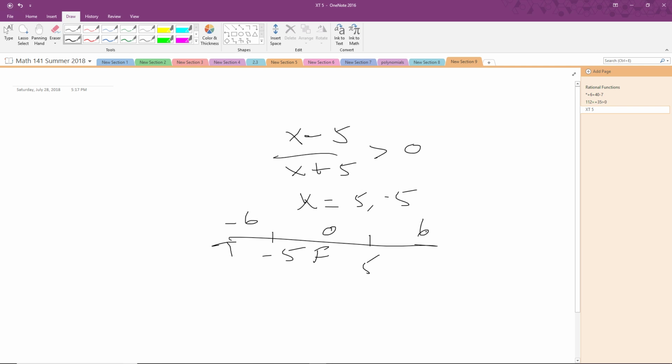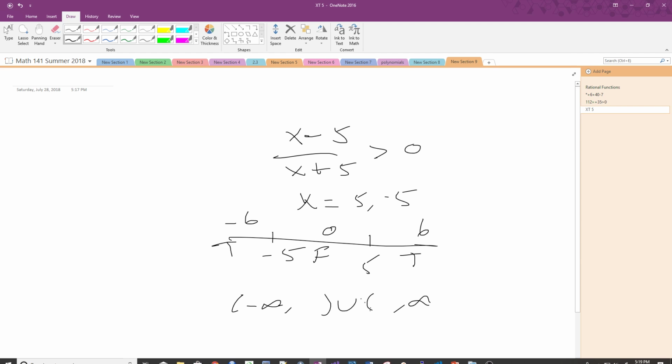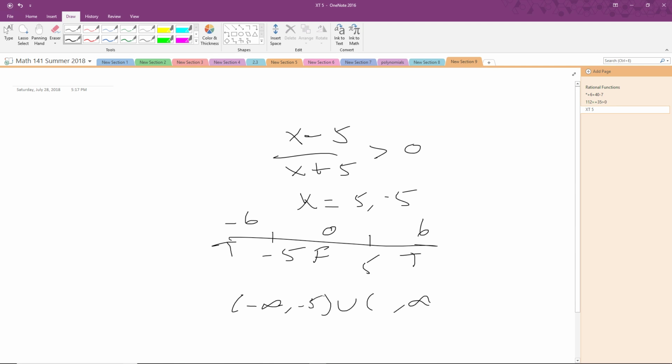Now what happens if I plug a positive 6 in there? I'm getting 1 over 11. That is still true. That's positive. And so what happens is we're getting negative infinity to negative 5, unioned with, actually, I need my boundary points in there. I can't put in my test points. That was a close call. Be sure to put in your boundary points, not your test points, and it'll be from 5 to infinity. And that will be sufficient.